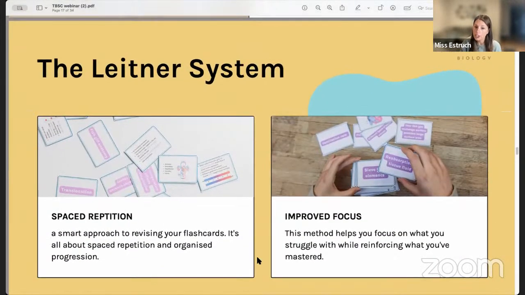So this is a way to use your flashcards, which will make sure you're doing spaced repetition and it's a really efficient use of your time and it will improve your focus. Spaced repetition, by the way, is basically what it says. When you do revision, you should be spacing out when you revise each topic and repeatedly revise each topic.